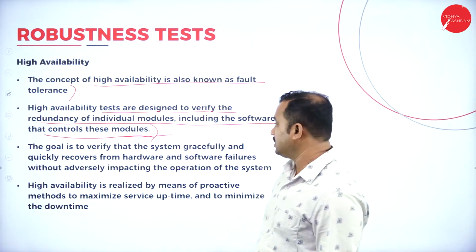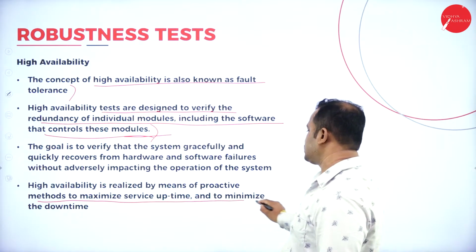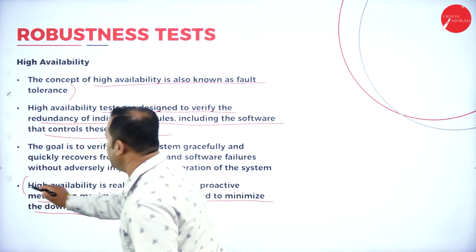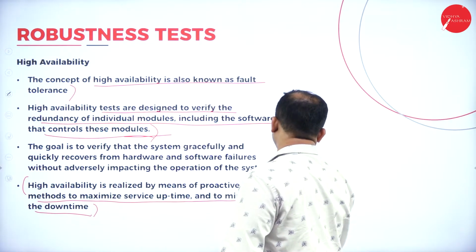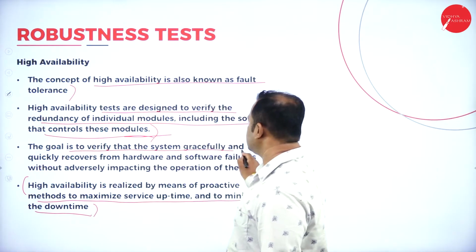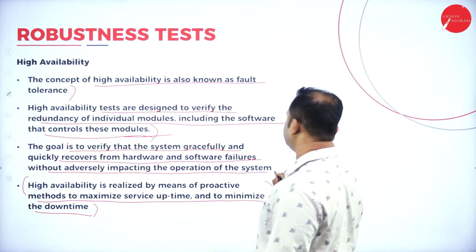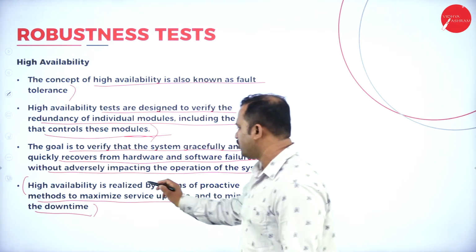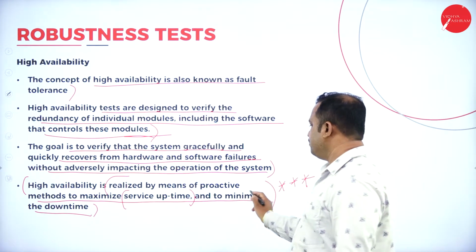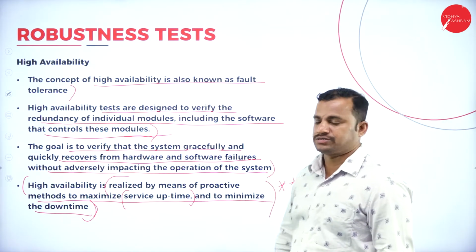Another point to be noticed here is the system must work for a longer period of time. Please see here, maximize the system uptime and minimize the downtime. That is the main thing you need to notice here, and this is very, very important for this point of high availability. The goal is to verify that the system gracefully and quickly recovers from hardware and software failures without adversely impacting the operation of the system. That means it has to work for a longer period of time. That means maximize the service uptime and minimize the system service downtime. That is the meaning of this.